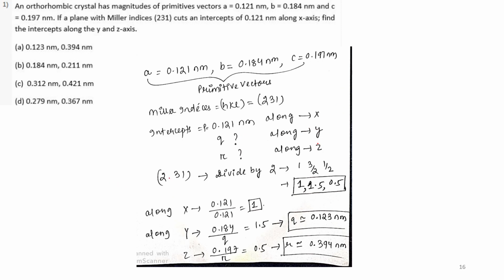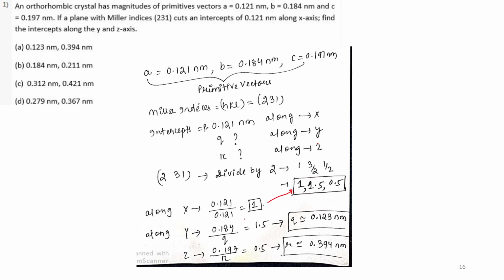For that, we know the Miller indices are 231. So we divide everything by 2, all the other coordinates. Then it will be 1, 3 by 2, 1 over 2. It will be 1, 1.5, 0.5. Okay, so now what you have to do? Along the x-axis, it is 0.2121 divided by p, so it will be 1, that corresponds to here.